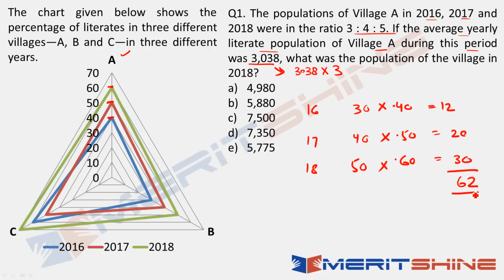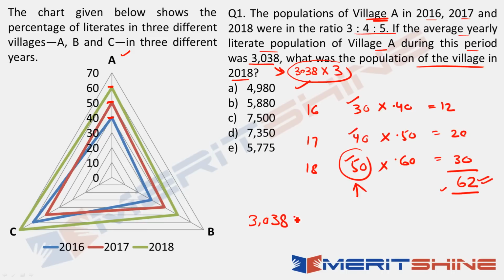So basically, if I'm assuming that the population of village A in 16 was 30, in 17 it was 40, and in 18 it was 50, the total literate population over the 3 years is 62. Now you can use the unitary method and get the answer very quickly. This 62 represents 3038 into 3. Remember, 3038 was the average, so the sum is 3038 into 3, because it's spread over 3 years. What you need to calculate is the population of village A in 2018. The number we assumed for 2018 is 50. So 62 is given to you as 3038 into 3, then what is 50? Basic unitary method.